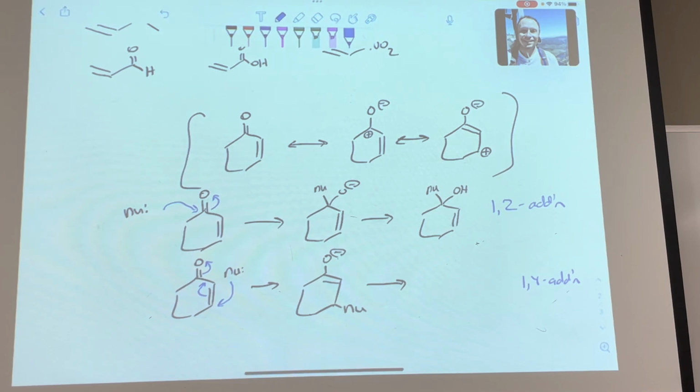By the way, this usually resolves itself. I mean, you could imagine, if I just protonate this O- like I did in the previous example, that makes an enol, which we know they don't really exist in large amounts. They always tautomerize. So this is actually going to end up giving you, as the final product, something like that, where the nucleophile is just added to the beta position and you retain the carbonyl group.